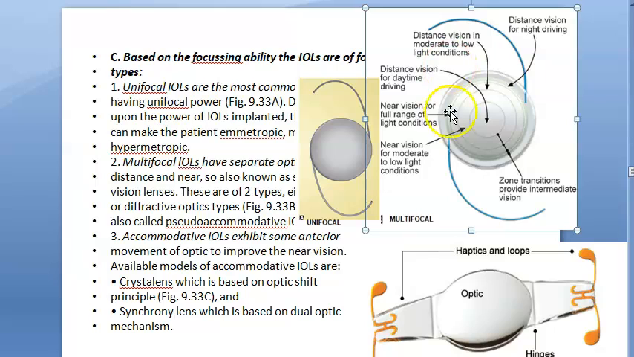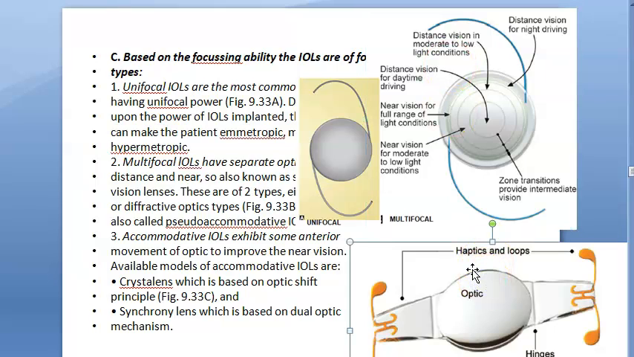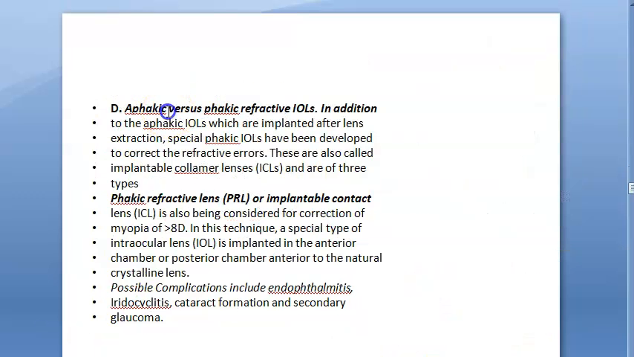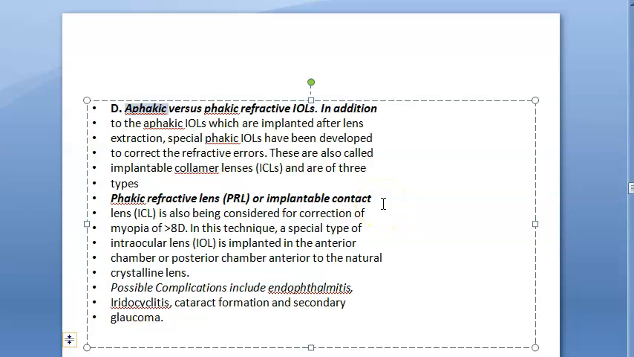Next, based on the focusing ability, you have unifocals like this one, or you have multifocals like this one for near vision and distance vision. Then you have this one, which is accommodative IOL. Okay, so it has some loop. This is accommodative. Aphakic lens means you don't have a lens, so you're putting a lens. But what are phakic refractive IOLs? That means if a person has myopia of greater than 8 diopters, they consider putting an IOL.